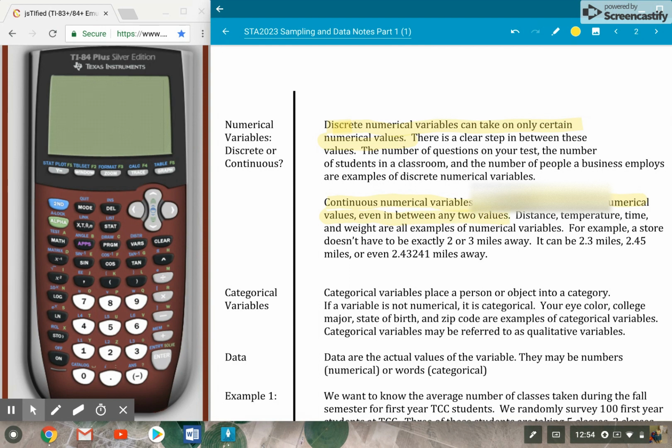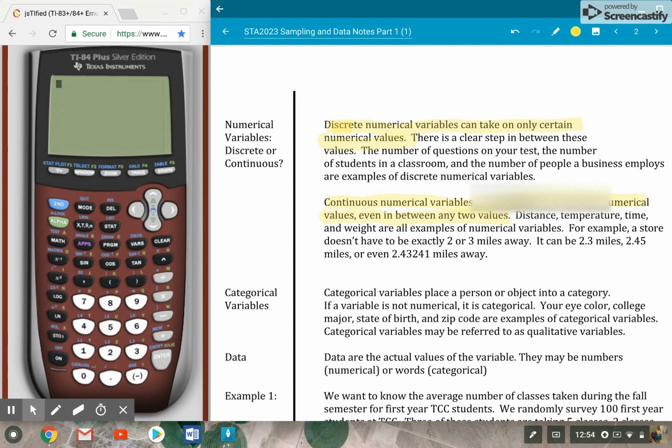And usually you see these continuous variables in things like distance and temperature and time, because these don't have to be exact. Something doesn't have to be exactly 3 miles away or exactly 4 miles away, but you can go in between. There can be 3.5 miles, it could be 3.2 miles, or depending on the precision of the tool you're using, it might be 3.245 miles. You have all of these possibilities in between 3 and 4 miles.